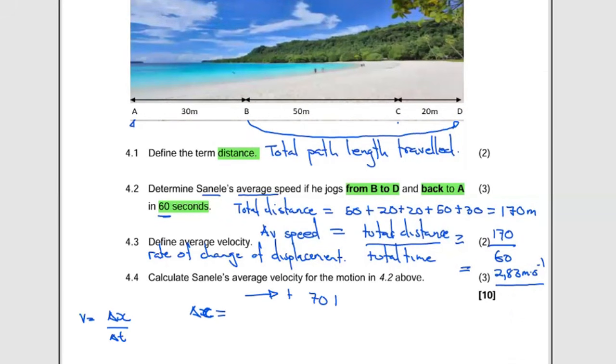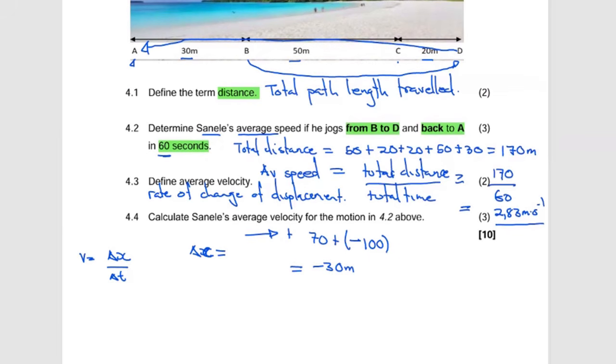Then, in terms of the displacement from D to A, it is now the opposite direction. Therefore, I'm going to say minus. If we add our 20 plus our 30, plus 50, which is 100, I'm going to say minus 100 there. Therefore, my answer is negative 30. Negative 30, what does that mean? It is heading in the opposite direction. Then after that, I'm going to say 30 divided by 60.